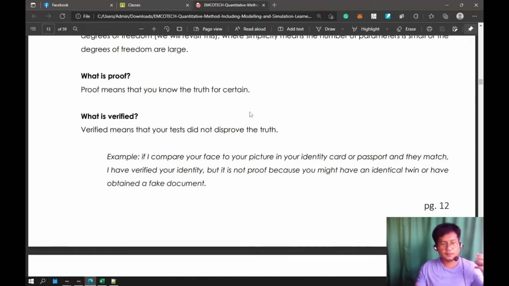Okay? You have the truth, you believe that is the truth. That means you should have a proof. So how can you have a proof? You have to verify that proof. You have to test. So if I compare your face to your picture in your identity card or passport and they match, I have verified your identity. But it is not proof because you might have an identical twin or have obtained a fake document.